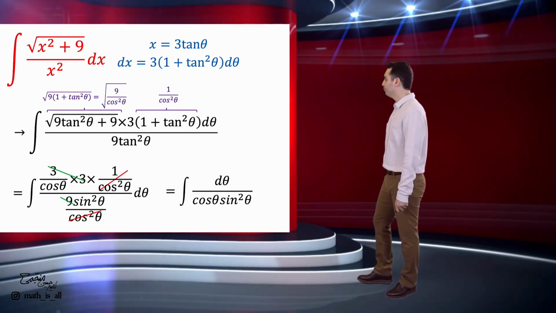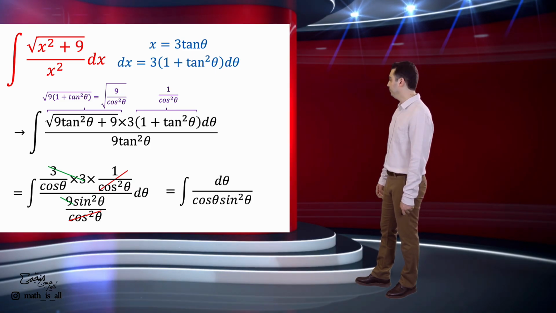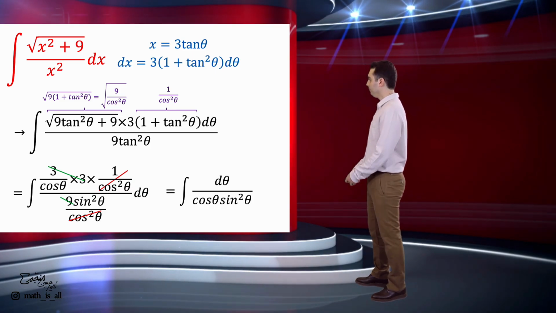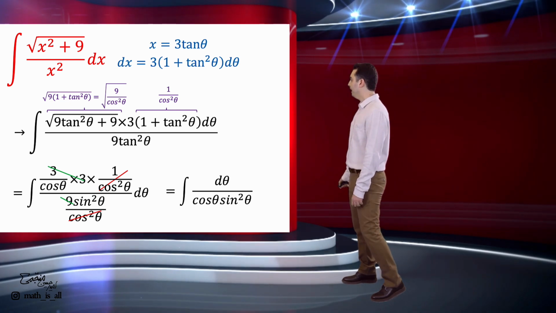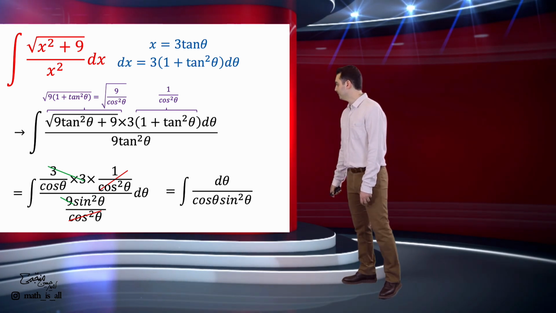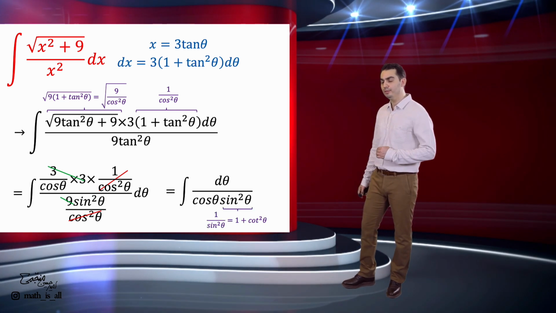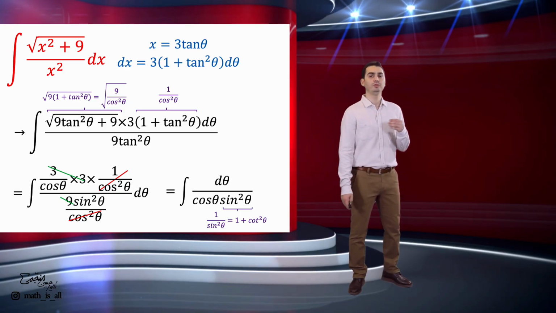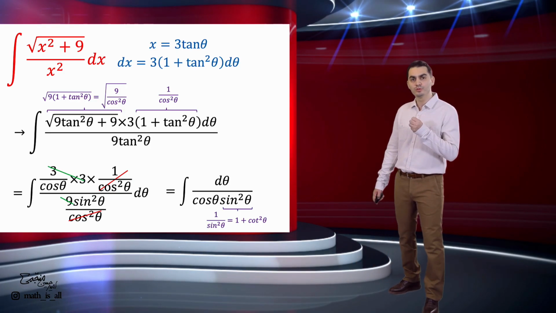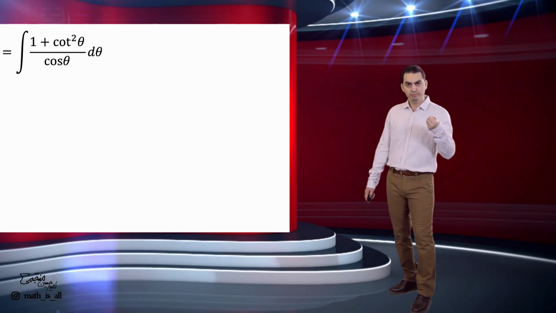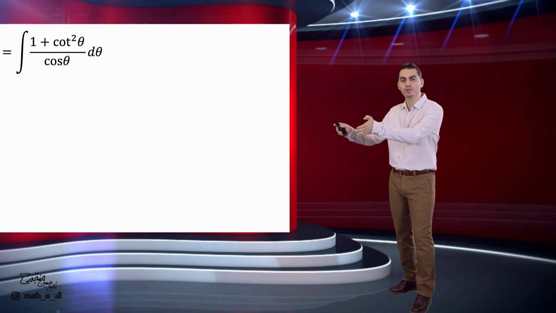All right, let's review. You see, in the denominator, we had sine squared theta, meaning we have 1 over sine squared. As you recall, that equals 1 plus cotangent squared. So I'm going to take this 1 over sine squared and replace it. I'll substitute it with 1 plus cotangent squared. Why? You'll see in a second. All right, so in the numerator, I have 1 plus cotangent squared, and in the denominator, I have cosine.